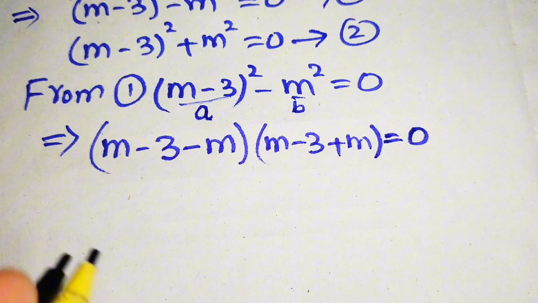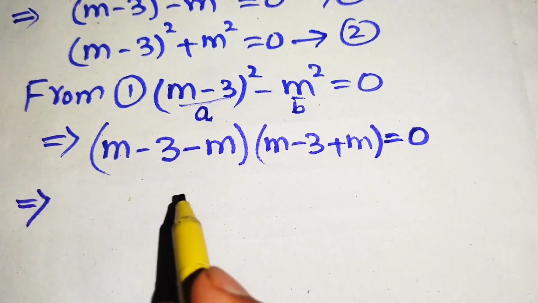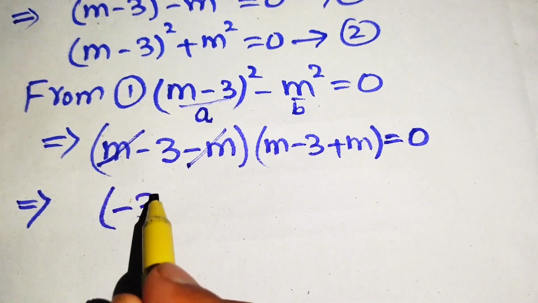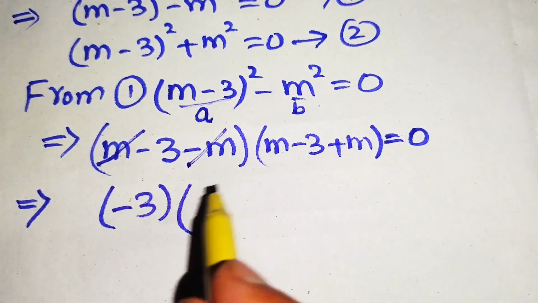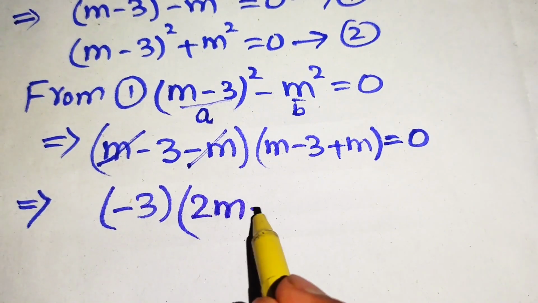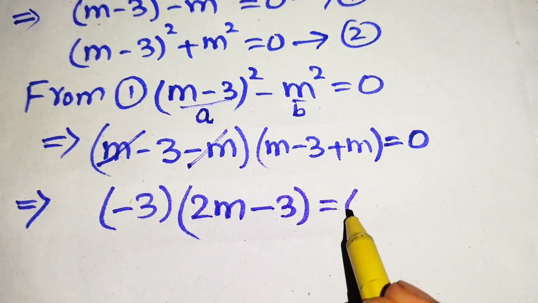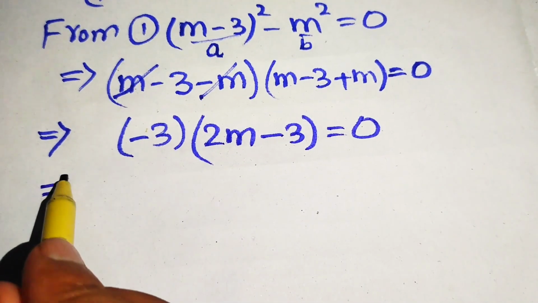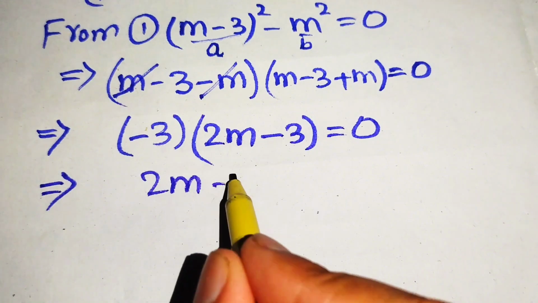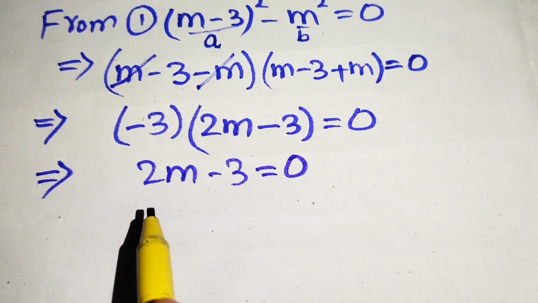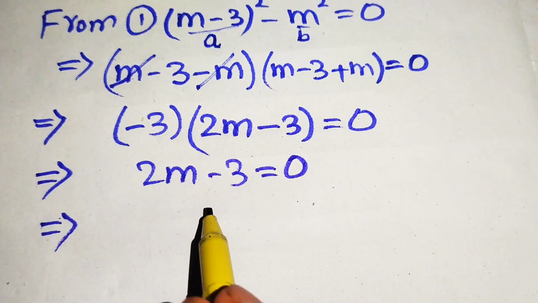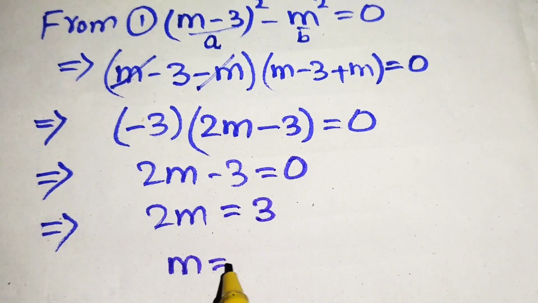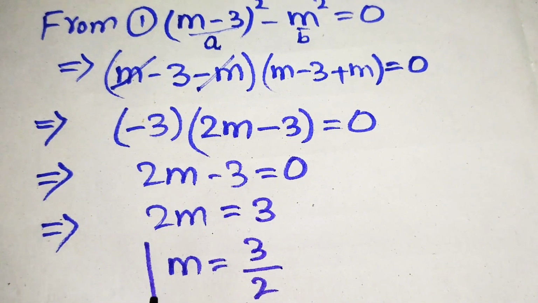After that we need a little simplification. We know that minus m and positive m cancel each other, and we get −3 times, adding these two terms, (2m − 3) = 0. Here we divide both sides by −3, and we easily get 2m − 3 = 0. So 2m = 3, and finally we have m = 2/3.